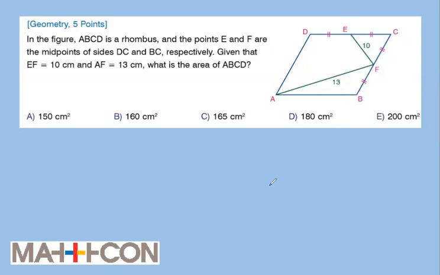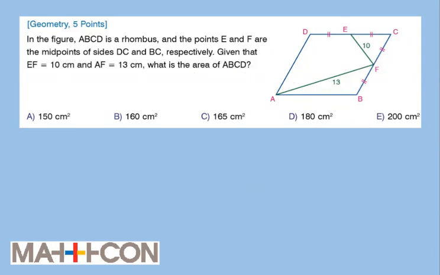We have a geometry problem. This is a grade 9 problem. We are given a rhombus, and the points E and F, like this point and this point, are the midpoints of the sides. EF is given as 10 and AF is 13. Based on that, we are looking for the area.